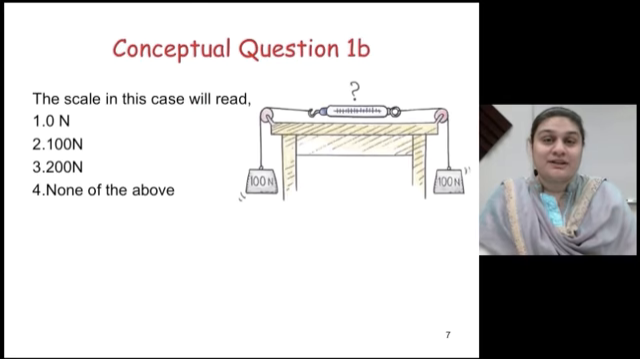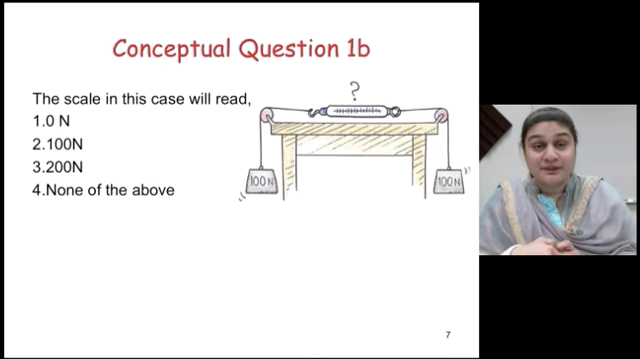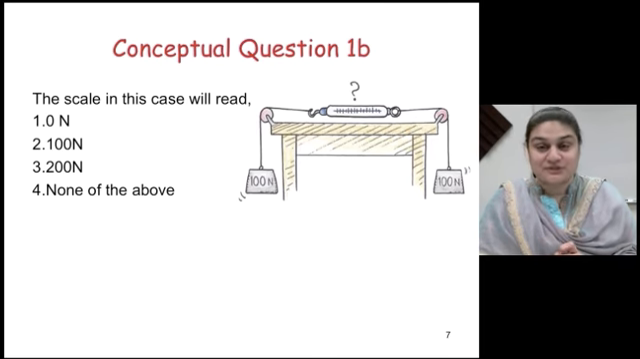So now let's look at another problem. The scale in this case, now we have two masses across a string across two pulleys hanging down together. The scale in this case will read 0 newtons, 100 newtons, 200 newtons, or none of the above. So take a second to think about it. There are two scales, one attached here and one attached here. What will the scale read? Well, in my opinion, it will read 100 newtons.